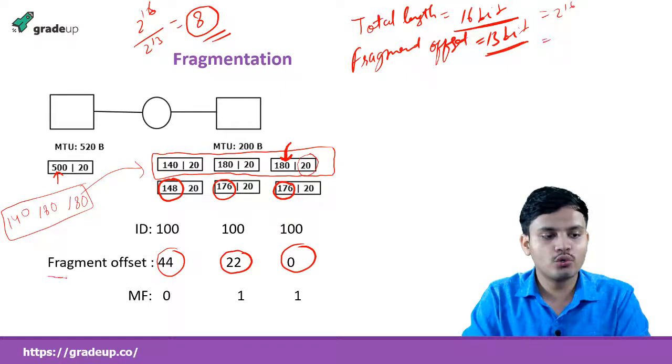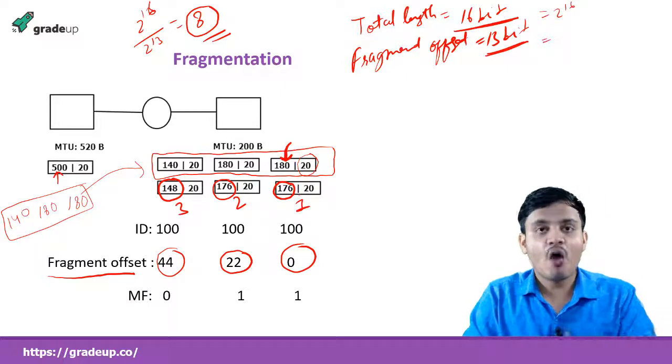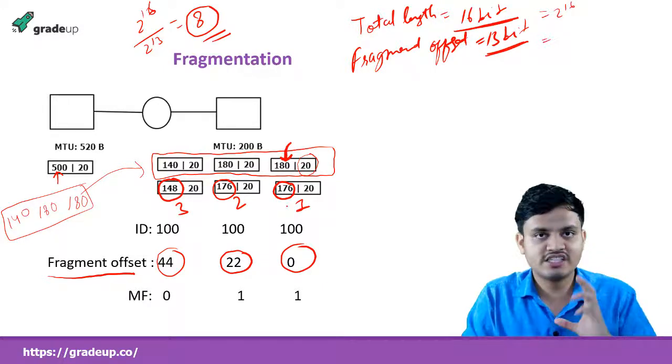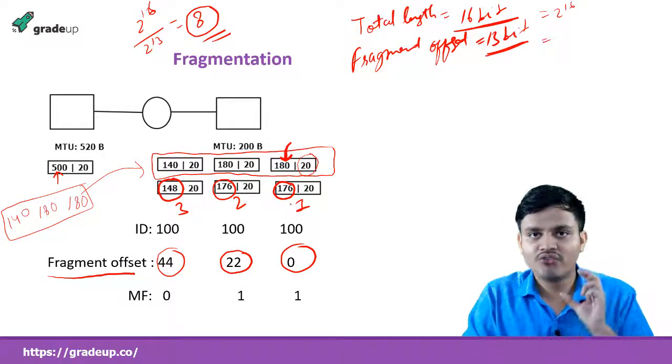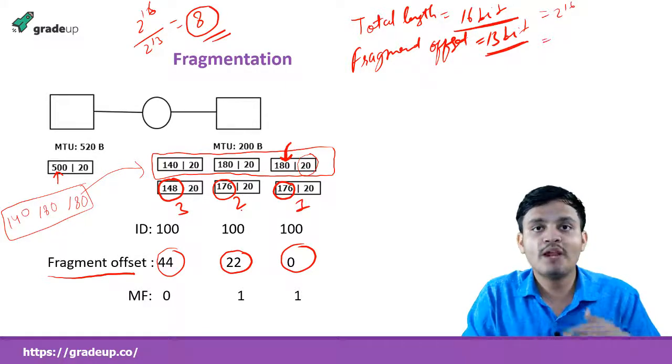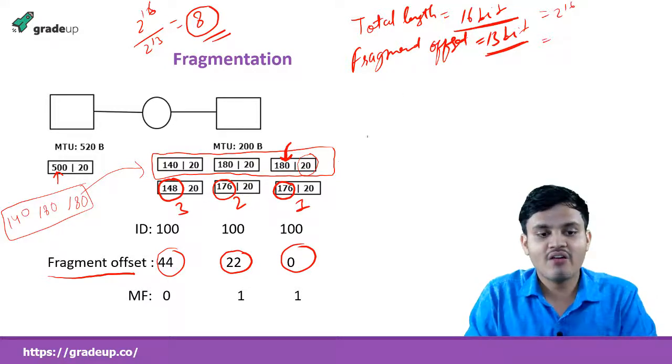Now what am I going to place in my fragment offset field? This is the first packet, this is the second, and this is the third. For the first packet, how many bytes are ahead? There is no byte ahead, because this is the first fragment. So I am writing 0 here. Now for the second packet, how many bytes are ahead? 176 bytes are ahead.